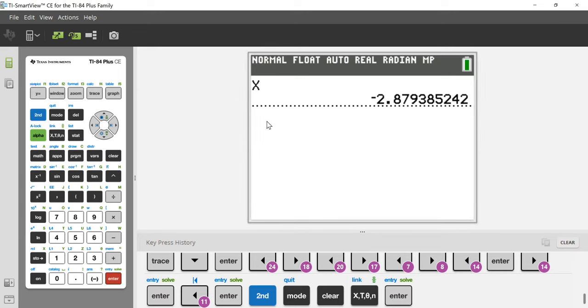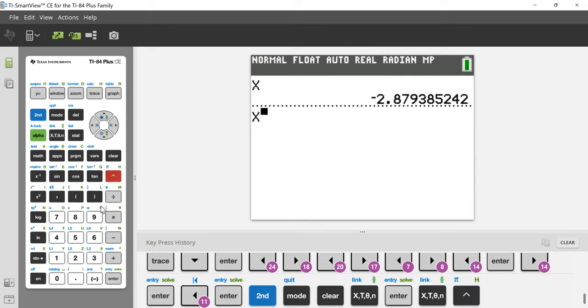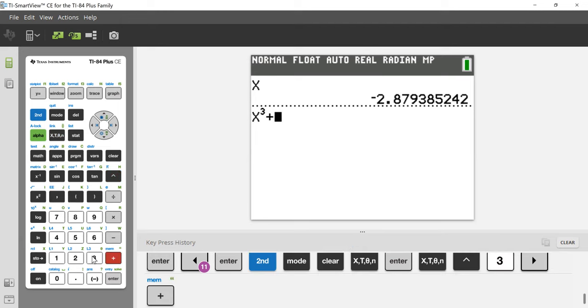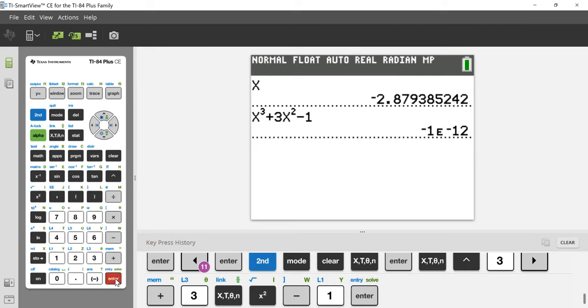Notice, if we want to make our lives easier, after we do this root finding, the value of x we got is stored in our calculator as x. So we can type x cubed plus 3x squared minus 1. We're supposed to get 0. Instead, as we already saw, there's that tiny bit of rounding error. But if we round to fewer than 12 decimal places, we do get 0. So this does seem to be a root.